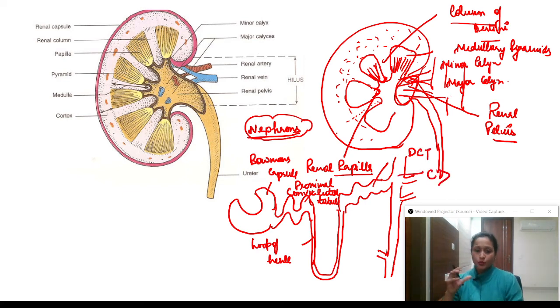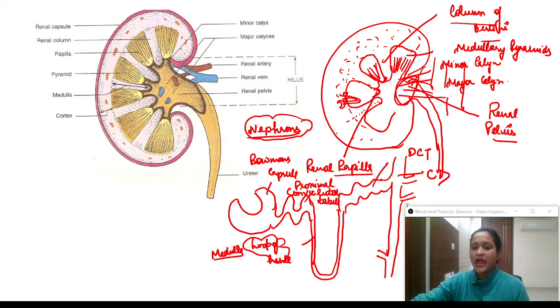Now in the cortex region, what will you find? In the cortex region, you will find the Bowman's capsule. The loop of Henle you will find in the medullary region, in the medullary pyramid. The Bowman's capsule, the PCT and the DCT you will find in the cortex region. The loop of Henle you will find in the medulla region. And this collecting duct you will find in the cortex as well as in the medulla region.